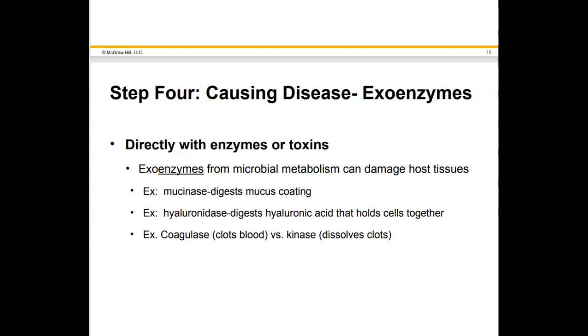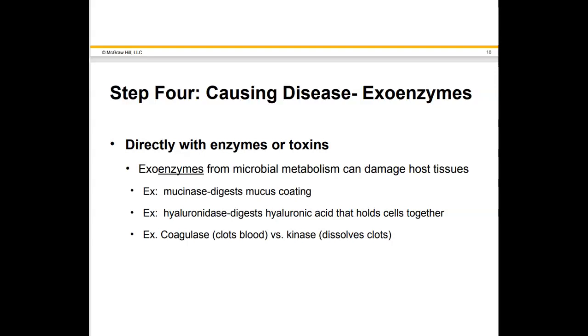So we've got a couple of different examples here. It's like mucinase, which can digest a mucus coating, and that can help them to become established and adhere to a host cell. Hyaluronidase, as it says, digests hyaluronic acid, and that helps to hold cells together. And so if hyaluronidase is present, it can digest that connection between the cells. And in some ways, that allows the bacteria to get even further, deeper into tissue, but it can certainly destroy tissue when that is released.